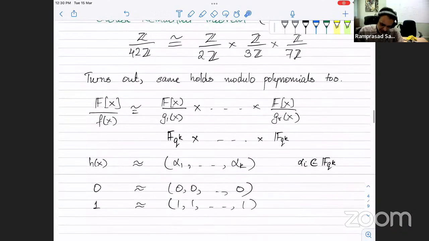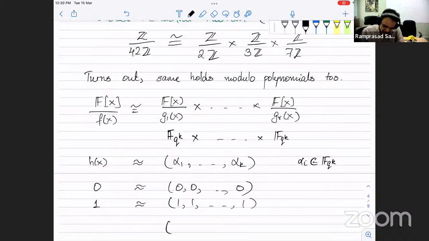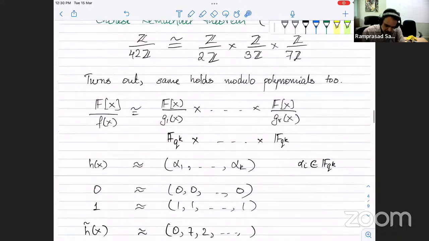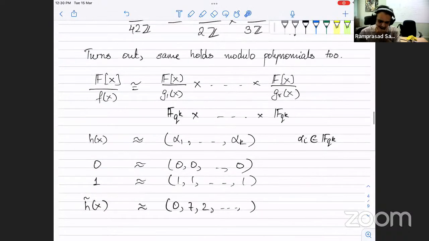Okay, now here is a question that I want to ask. Suppose I have an element that looks like 0, 7, 2, and so on. I don't care what these things are. Now this refers to something, I don't know what this is, H tilde of x. What can I say about H tilde? What does such a representation tell you? Somehow the first coordinate equals 0. What does that mean? When can that happen?